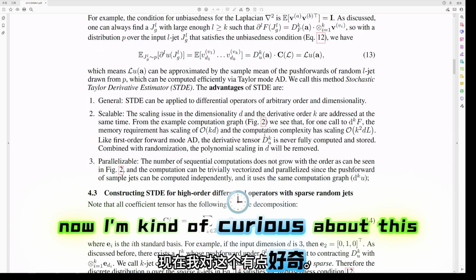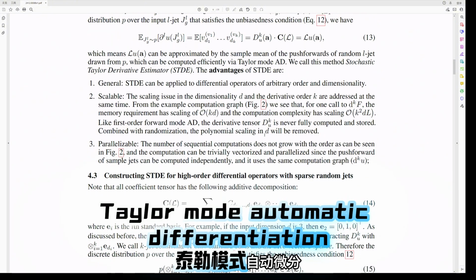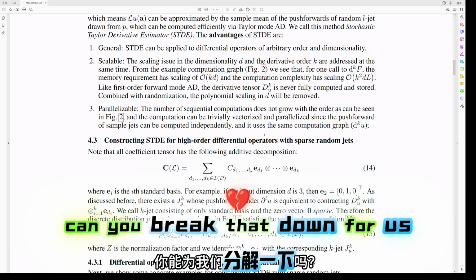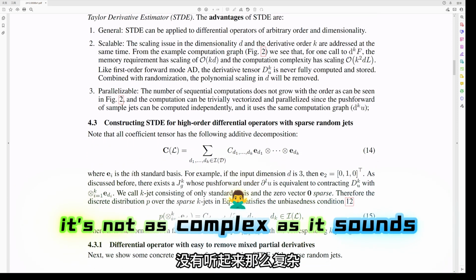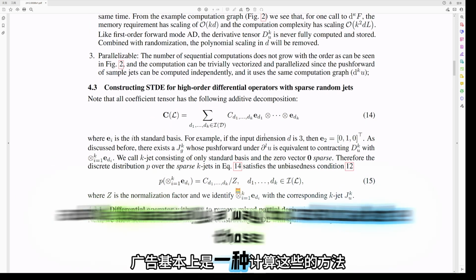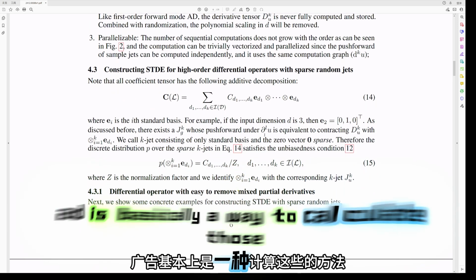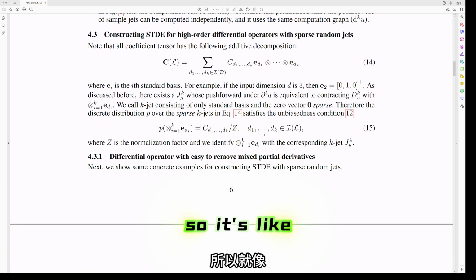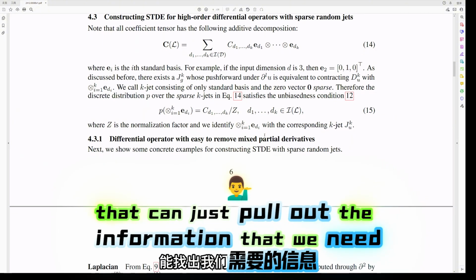Now I'm kind of curious about this Taylor mode automatic differentiation. It sounds kind of intimidating. Can you break that down for us? It's not as complex as it sounds. Remember those really big derivative tensors that we were talking about earlier? Taylor mode AD is basically a way to calculate those high-order derivatives without having to compute the entire tensor. So it's like we have a special tool that can just pull out the information that we need.